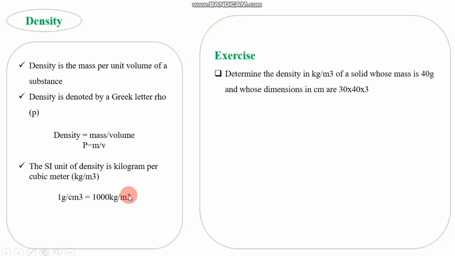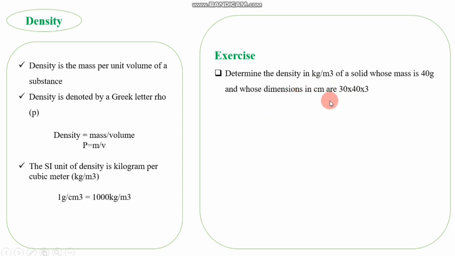Let us do an exercise. Determine the density in kilogram per cubic meter of a solid whose mass is 40 grams and whose dimensions in centimeters are 3 by 40 by 3. So we apply the formula first. This one is mass divided by volume. We already have the mass. We can convert the mass to kilograms or just leave it there. And these are the 3 dimensions. Because we need the volume, we will multiply these 3 dimensions and we get our answer in cubic centimeters.